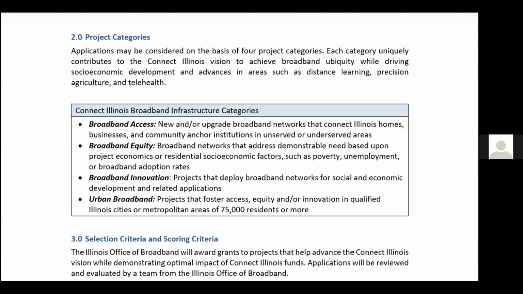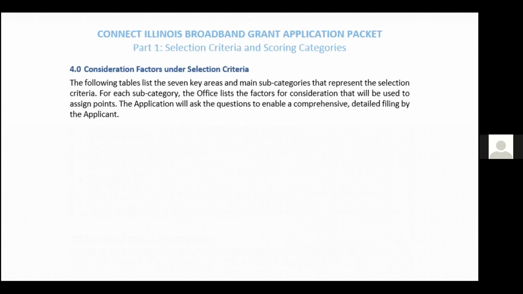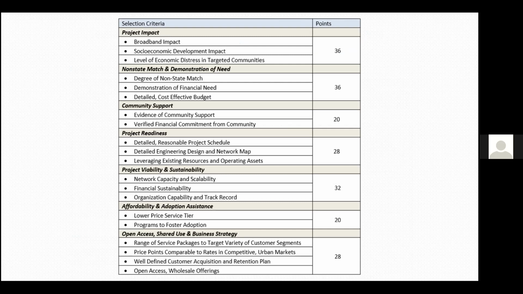And so if you advance, you can see 7 broad areas: project impact, non-state match, and demonstration of need as a second kind of category or selection criteria. The degree of community support, project readiness, project viability and sustainability, affordability and adoption assistance, and then finally, the degree to which an application is proposing work that's open access, shared use, and how you talk about your business strategy.